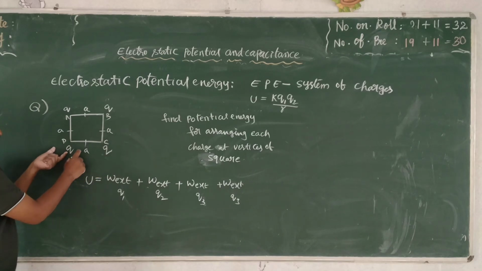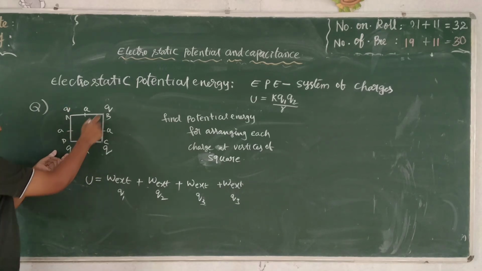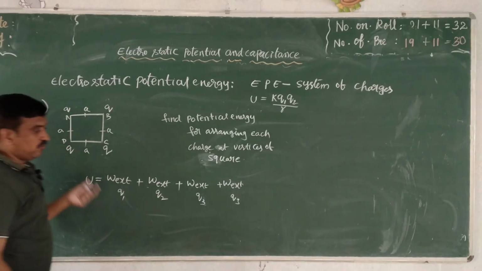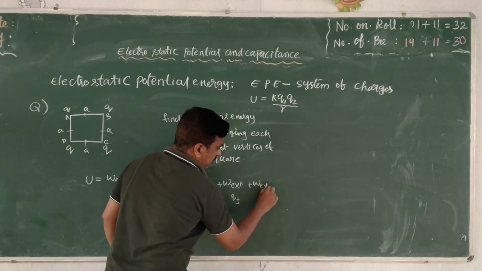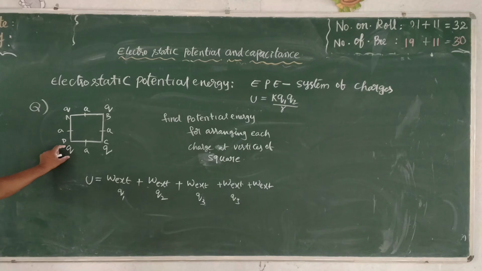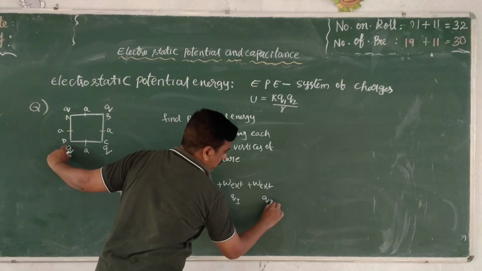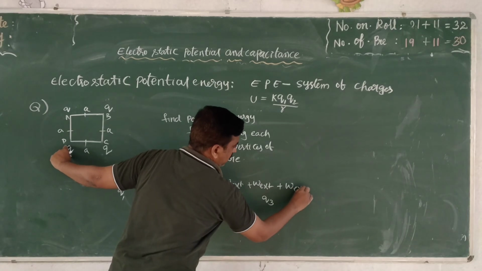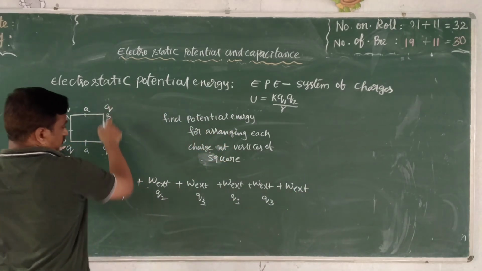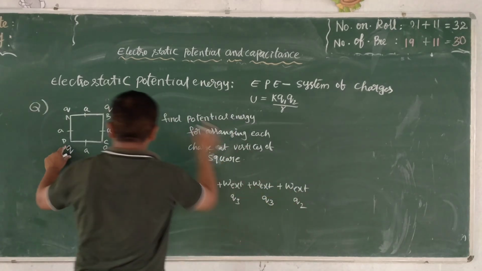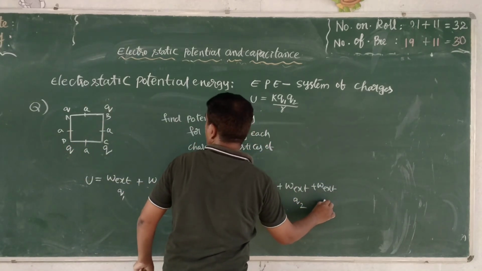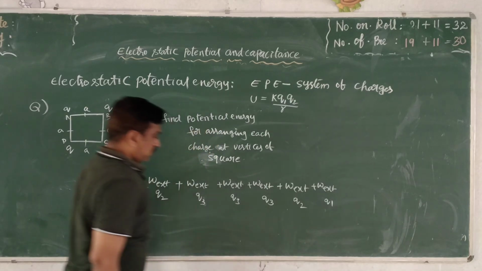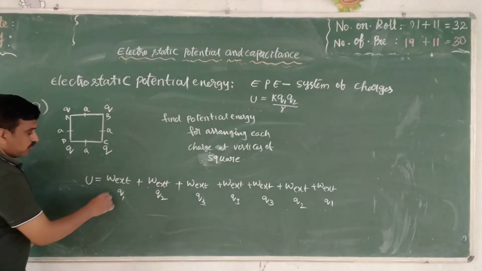Due to this potential developed here, we can write the work done by the external agent in arranging q3 and q4. Due to this, I write q3 work done plus the work done by the external agent due to q2, and due to q1 also. Initially, the work done is 0.